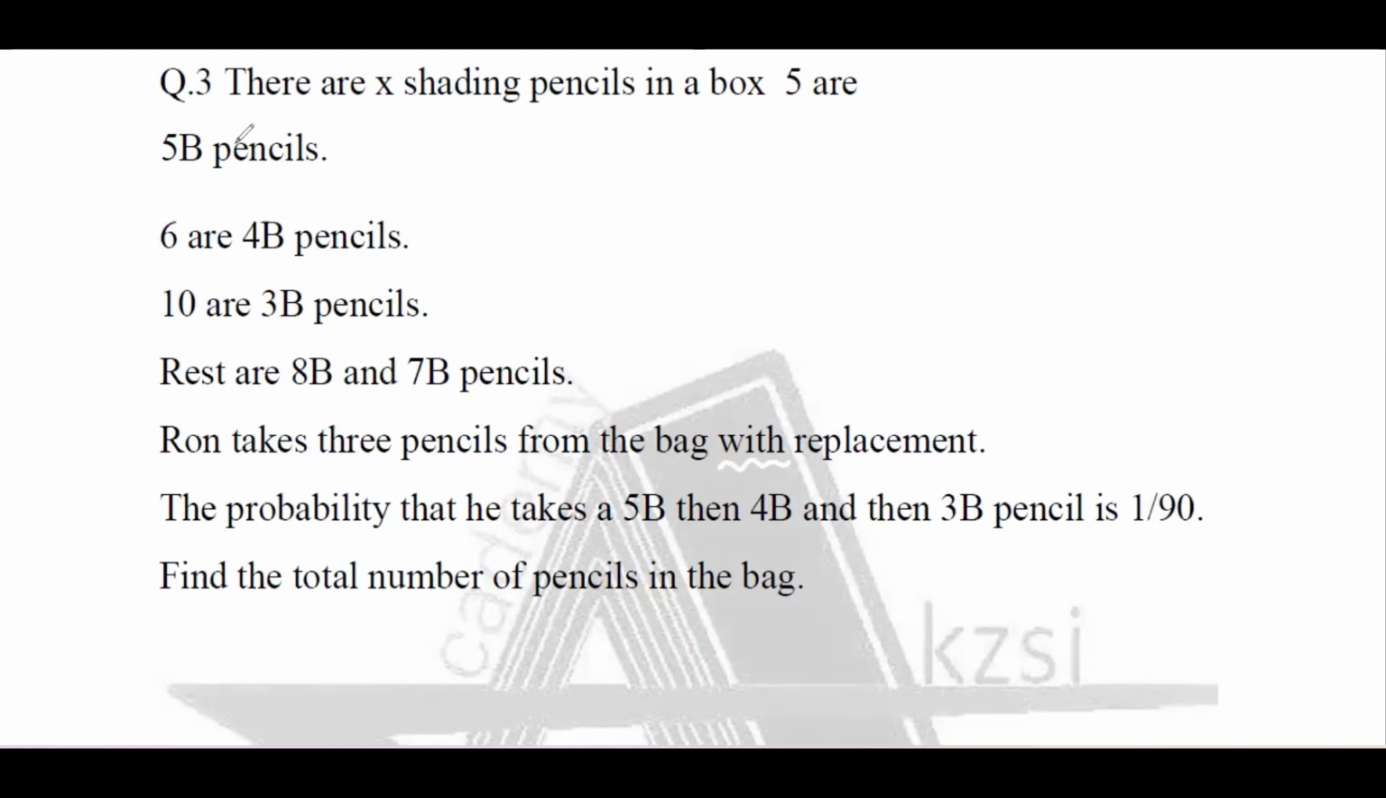So it says that there are X shading pencils. Let me assume there are X shading pencils. He's picking and he's choosing first a 5B pencil. If I draw a probability tree diagram, you need not draw all the 5 branches, then 5 branches, then 5 branches. It will definitely make your calculation very difficult. Don't do that. We know that if he's picking first a 5B pencil, the probability will be, how many 5B pencils are there? 5. So probability is 5 over X, because X is the total number of pencils. Now after it he has chosen a 4B pencil. Because pencils are being replaced, X will remain exactly the same.